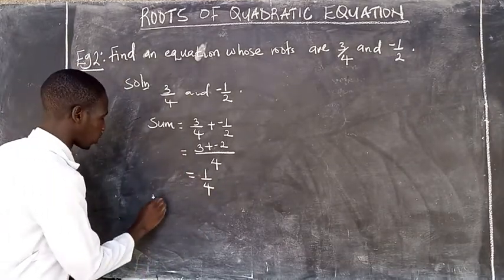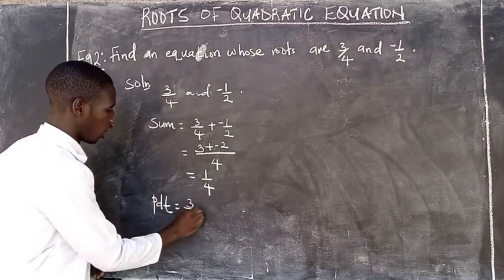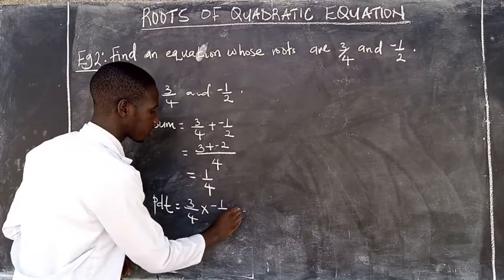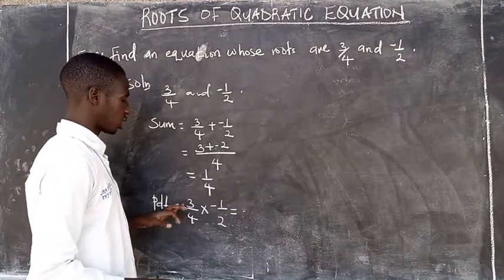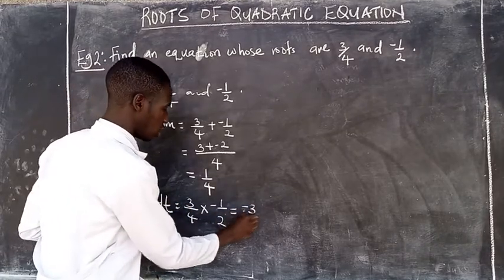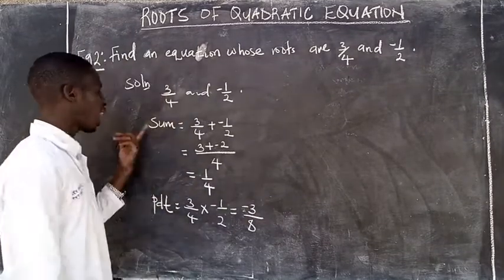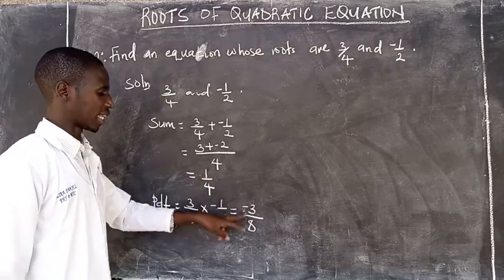We get the product of the roots. The product of the roots will be 3 over 4 times negative 1 over 2. So we shall have negative 1 times positive 3, that is negative 3, divided by 4 times 2, which is what? 8. So we have the sum already as 1 over 4, and we have the product already as negative 3 over 8.